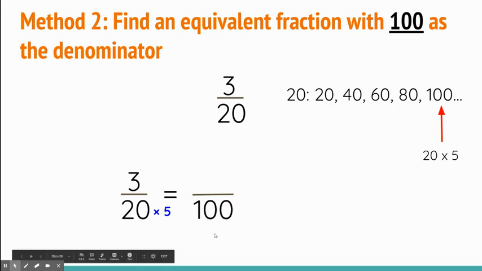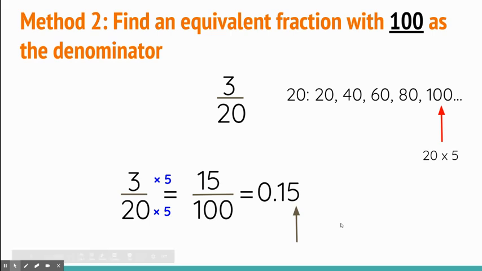Whatever I do to the denominator, I also have to do to the numerator. So I'm going to multiply 3 times 5, and I get 15. I read this fraction as 15 hundredths. If you think about what 15 hundredths looks like as a decimal, it looks like this, 0.15, because that 5 is in the hundredths place. So 0.15, or 0 and 15 hundredths, is equal to 3/20ths.